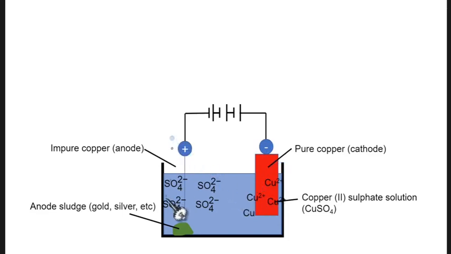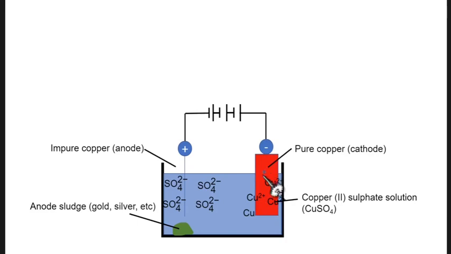Then here you remain with nothing. All the atoms get transported in the form of ions to this side where they gain electrons, and then they become atoms and get deposited, and this cathode becomes bigger and bigger.